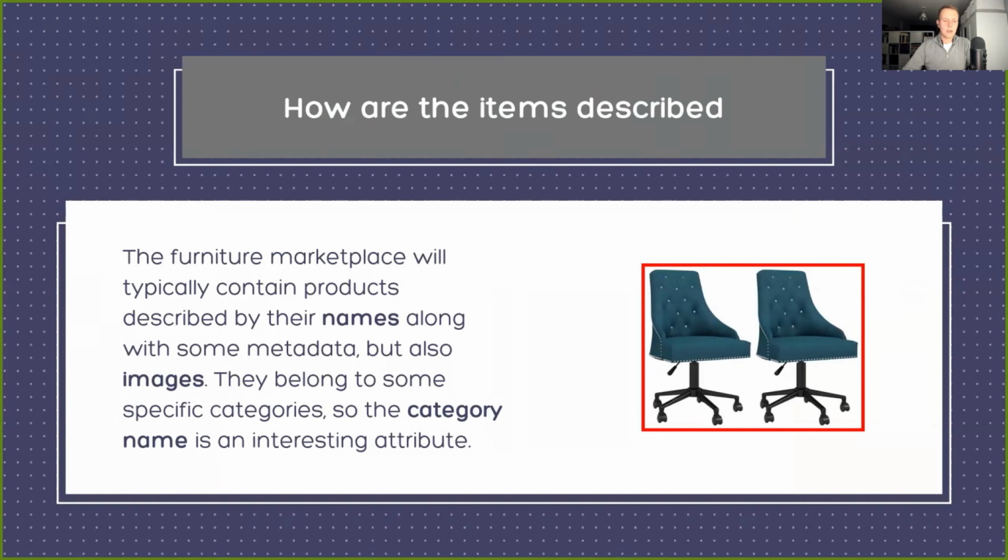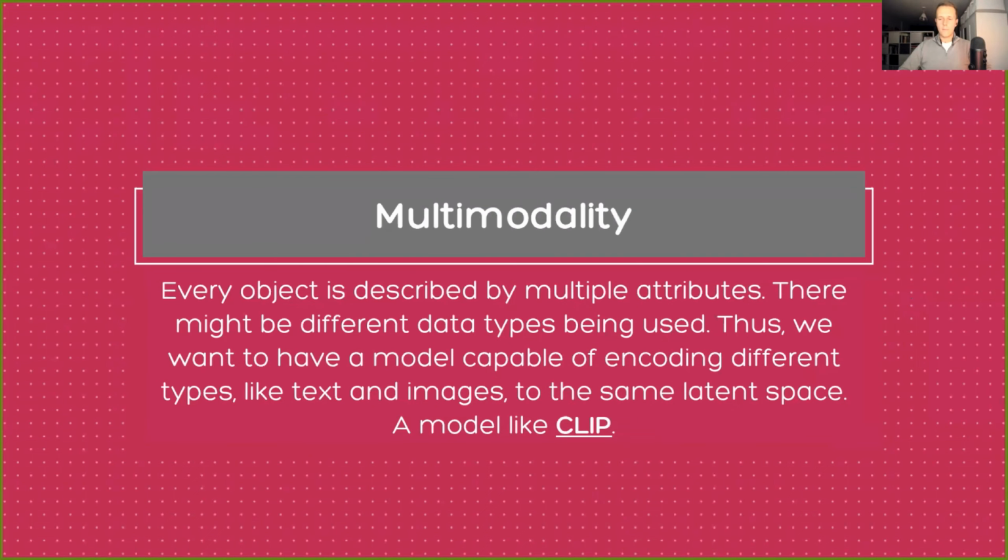Of course, if we run a furniture marketplace, we are going to have some images of our products, but also their names and the category they belong to. And that gives us a great chance to perform this process of automated data quality check. So first of all, what we need to know, the model that I presented before, the simple neural network, was capable of encoding images into some vector space. But since we have some product names and their images, we need to go for multimodality.